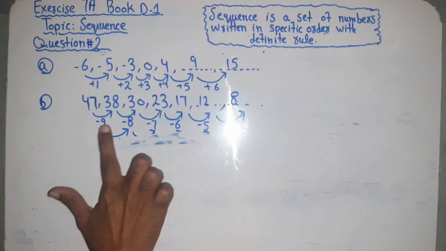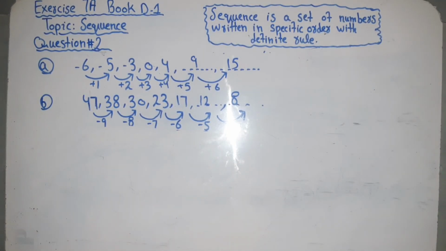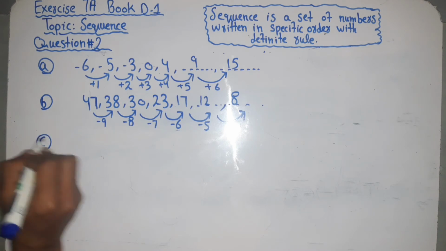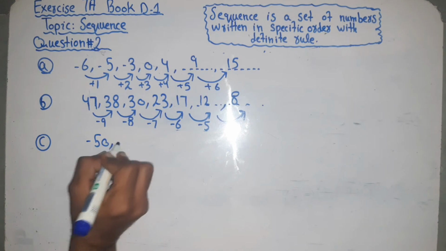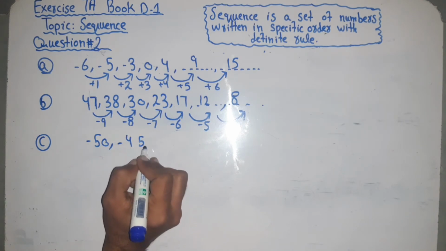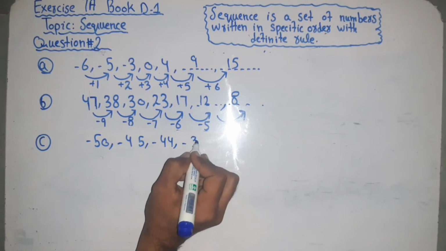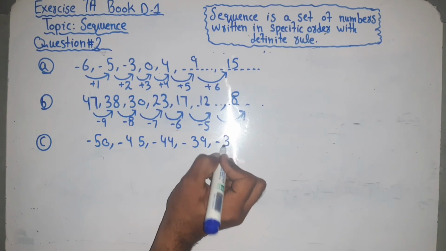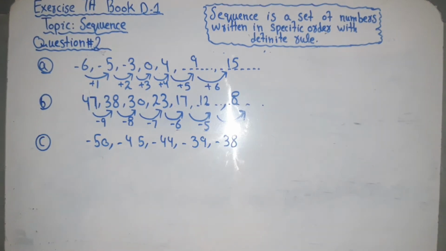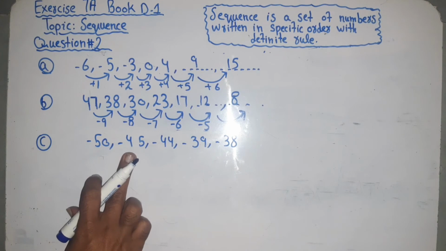Okay, so now we are going to solve part C of this question. In part C we have minus 50, then minus 45, then minus 44, then minus 39, and then minus 38. First of all we have to check whether this sequence is increasing or decreasing. This sequence is increasing. We have minus 50 and then minus 45.